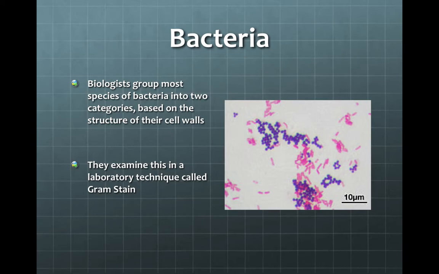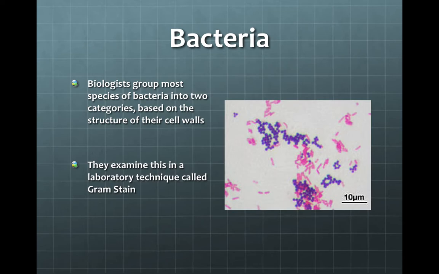Biologists group most species of bacteria into two categories based on the structure of their cell walls, and they examine this in a laboratory technique called gram staining. You have to use violet and all these different things. But this right here, you can see that there's rods here and there's cocci right here. So I'm pretty sure that the purple is gram positive. Yes, gram positive is purple. Okay, yeah, sorry. My husband, he was a lab tech.